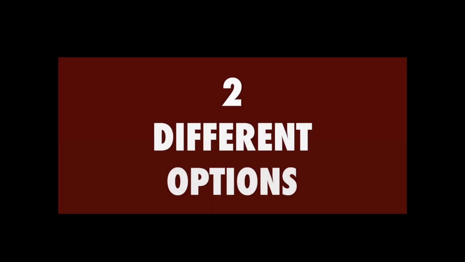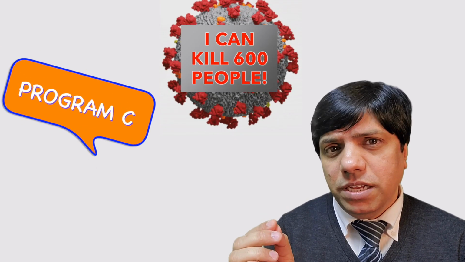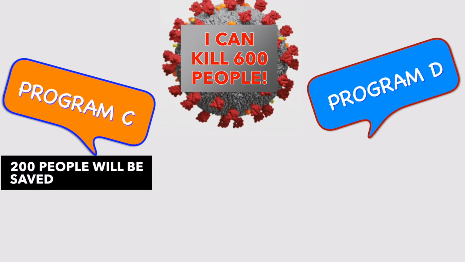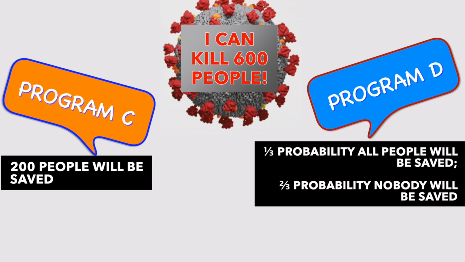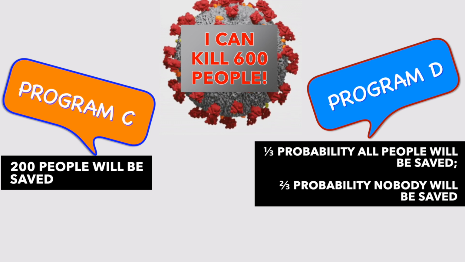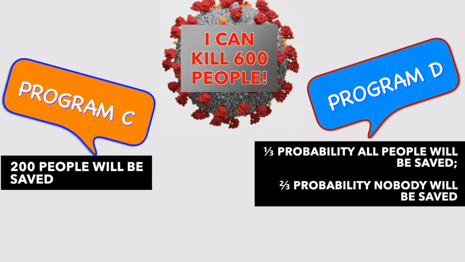Now, let's look at the same problem but with two different options. Your community is preparing for a deadly pathogen attack expected to kill 600 people. But programs A and B are no longer available, so you are presented with two new options, program C and D. If program C is adopted, 200 people will be saved. If program D is adopted, there is a 1/3 probability that all people will be saved and a 2/3 probability that nobody will be saved. Which program do you choose? Program C or program D?